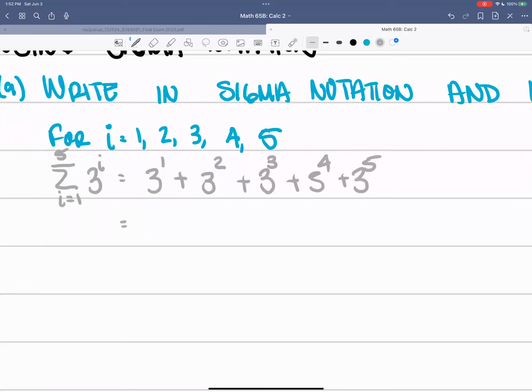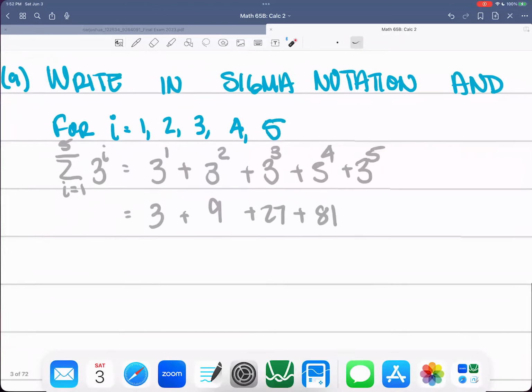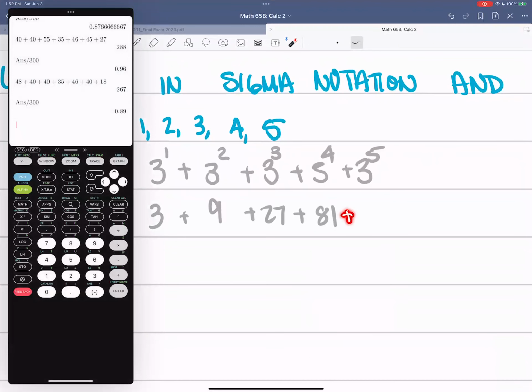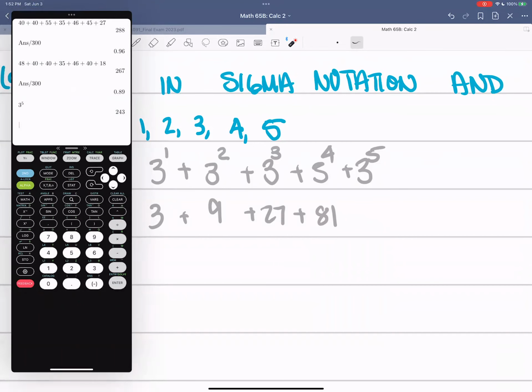So I know some of these values off the top of my head. 3 to the power 1 is 3, plus 3 to the power 2, or 3 squared, that's 9. Then we have 27, 81, and off the top of my head I don't know exactly what this is. Let's get our calculator. So we're looking for 3 to the power 5. So 243.